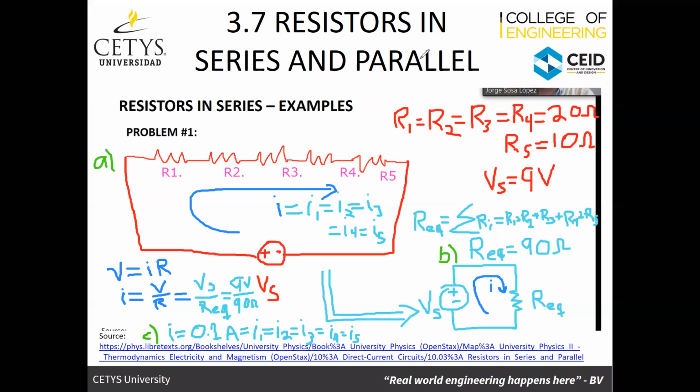What does D say? D says that we should find, if I'm not mistaken, the voltages in each of the resistors. Now, the current is going to be the same, but the voltages are going to be different, and that's the basic rule here with the circuit.